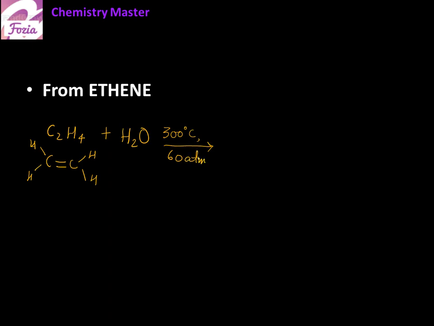So at this condition, in the presence of phosphoric acid H3PO4 as a catalyst, this molecule of water saturates this unsaturated molecule of ethene to give us C2H5OH, that's ethanol. Okay, so here we are getting one product by combining two species. So this is a kind of addition reaction.